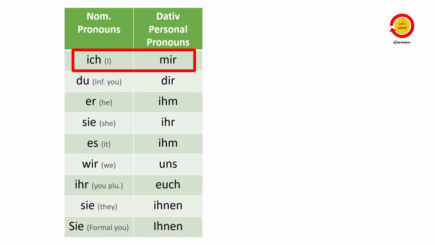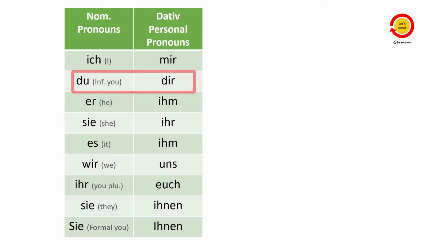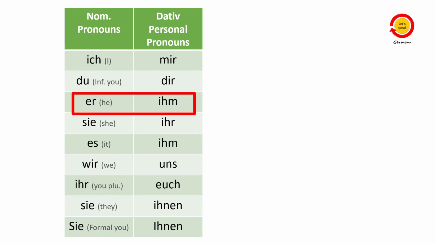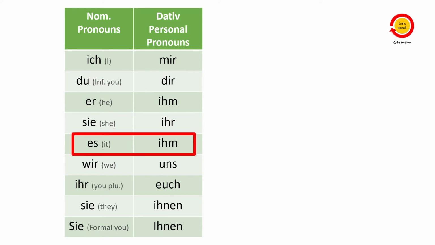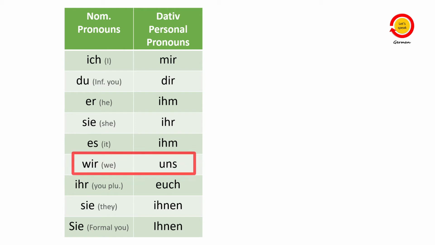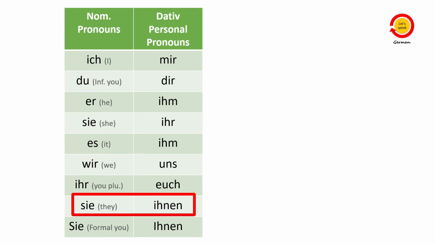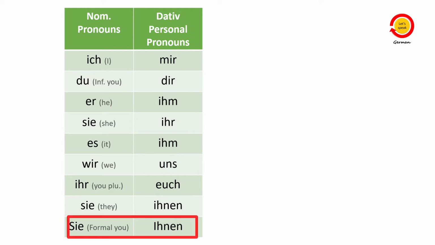Ich, or I, mir. Du, dir. Er, ihm. Sie, ihr. Es, ihm. Wir, uns. Ihr, euch. Sie, ihnen. And the formal you, Sie, also takes Ihnen, but with the capital letter I.